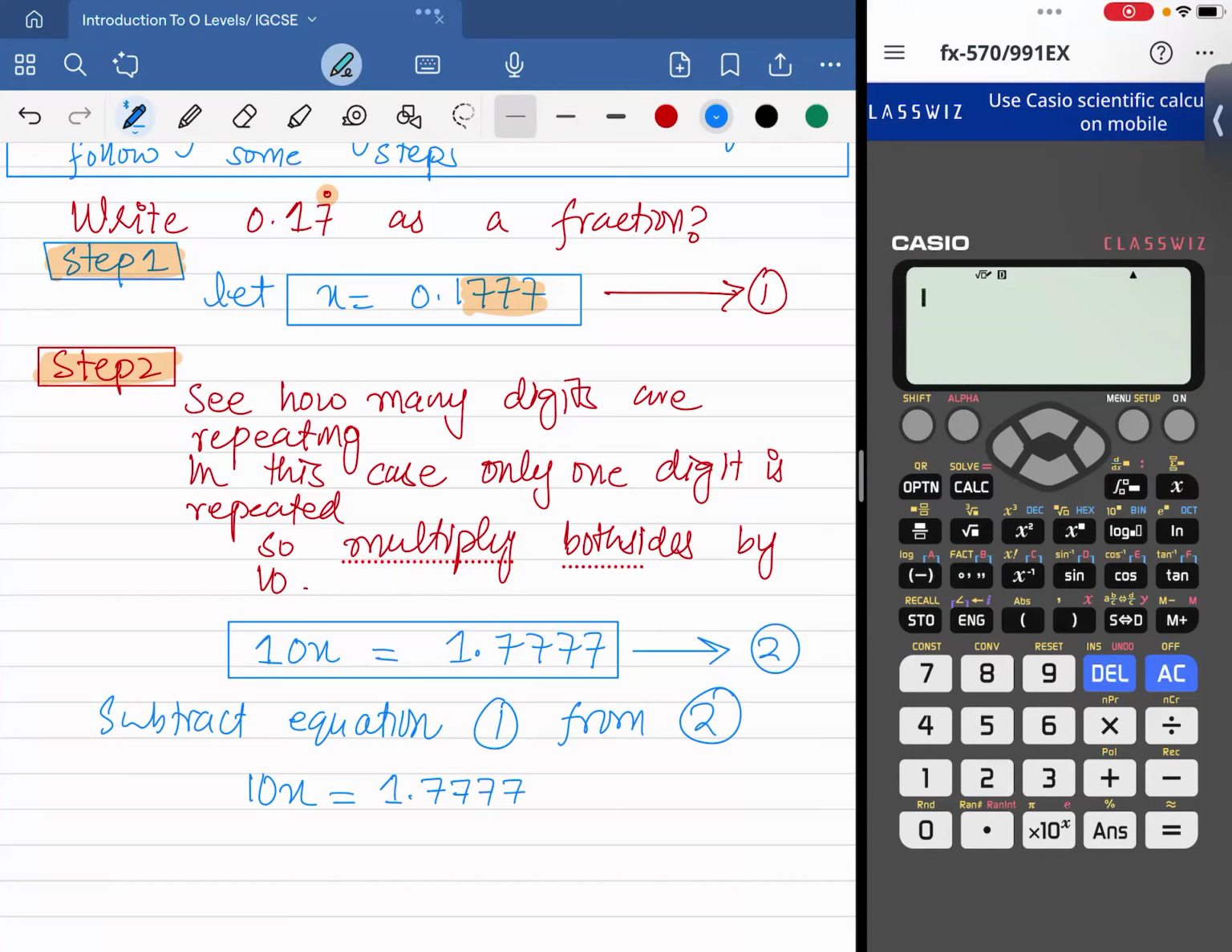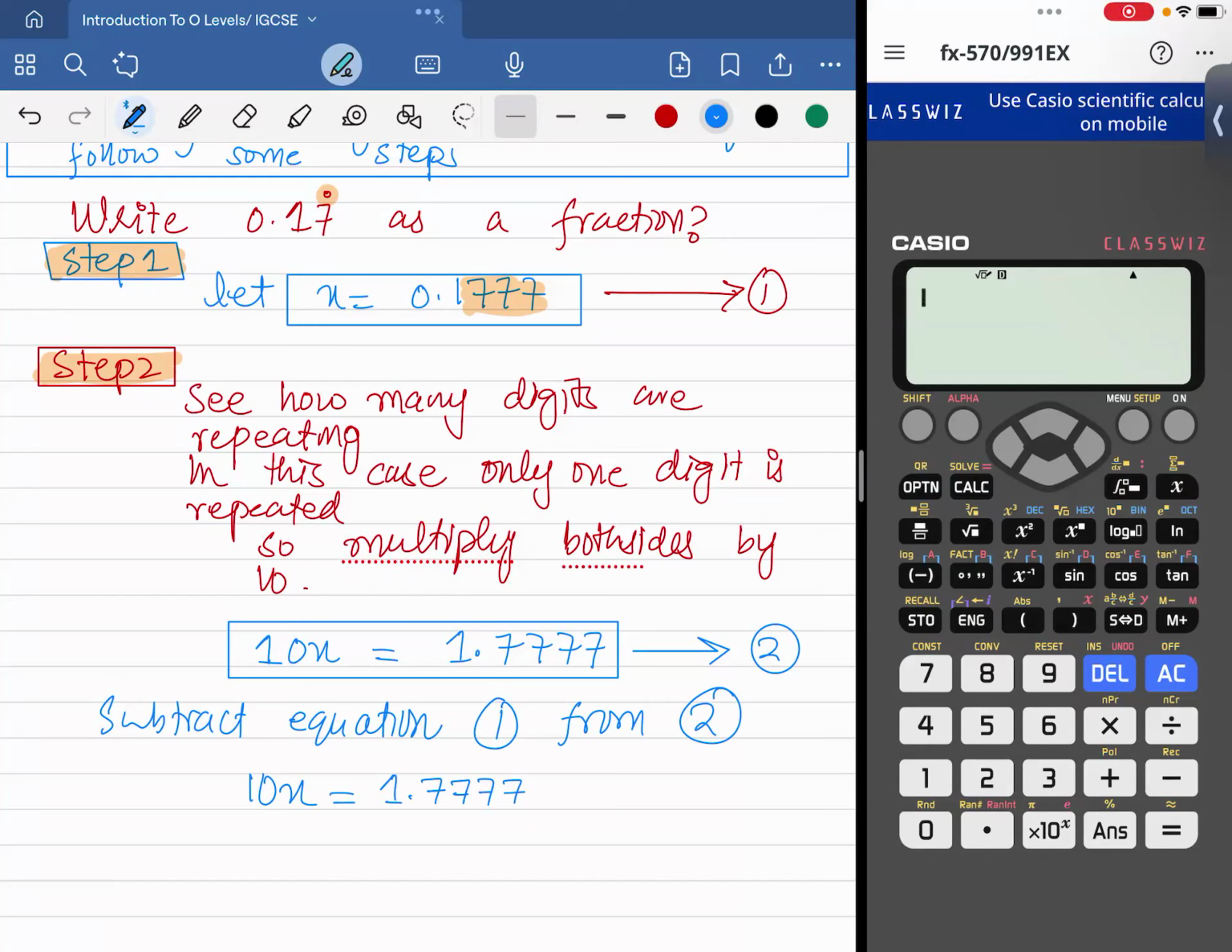Yesterday I told you guys whenever you are subtracting decimals, write the decimal first. Agree? 7 minus 7 is 0. 7 minus 7 is 0. 7 minus 7 is 0. 7 minus 1 is 6. And 1 minus 0 is 1. It means that, Afreen, I got the answer something like 9x equals 1.6. Agree, Afreen?